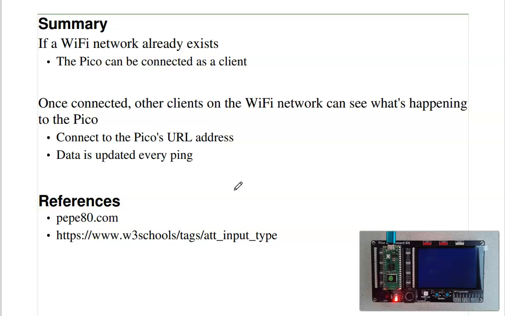Once you're connected, other clients on that same Wi-Fi network can see what's happening on the Pico. They can connect to the Pico's URL address and display data that's coming from the Pi Pico every ping. This doesn't allow you to connect through the internet so anybody in the world can see it. Only devices on your same network can see it. That's lecture number 34 for ECE 476, setting up or connecting to a Wi-Fi network, and having other devices see the status of your Pico. If you want the other devices to change data on the Pico, that's the next lecture.